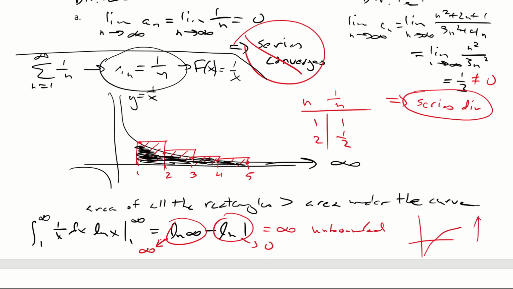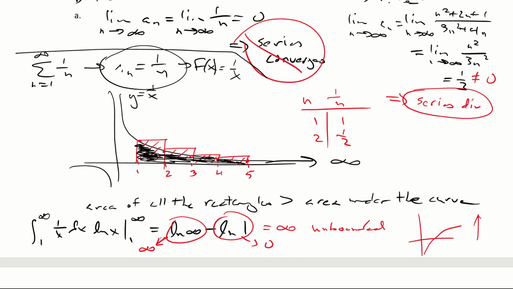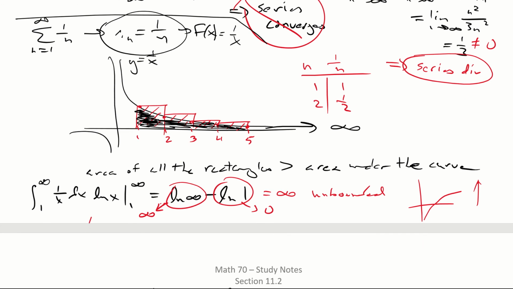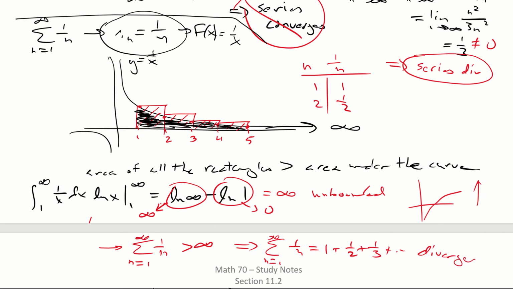So what does that say about our series? Well, that says that the series 1 over n from n equals 1 to infinity is greater than infinity, if you will, which implies that the series from n equals 1 to infinity of 1 over n, which is 1 plus a half plus a third plus etc., diverges. Now note, that was a lot of work. You can pause it and look and rewind it. That's a lot coming at you.